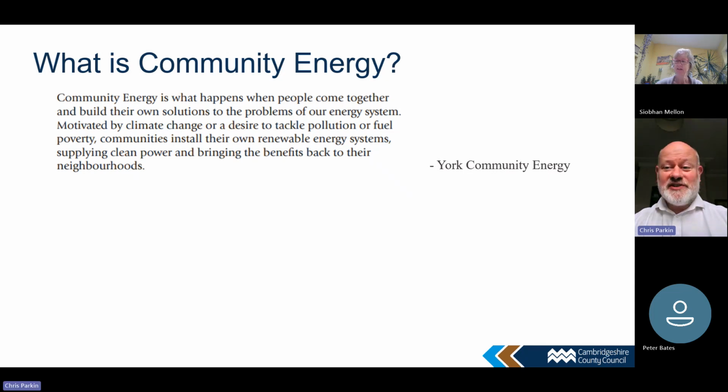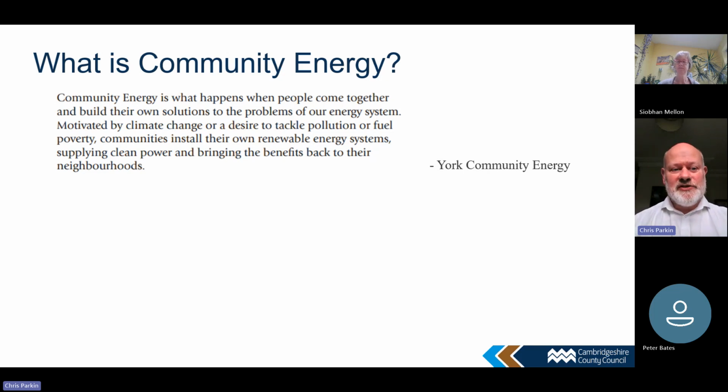So, firstly, what is community energy? I think for this particular audience, you're probably very familiar with what it is, but it's useful as a reminder. We have here a York community energy definition, which is a pretty good one. So it's what happens when people come together and build their own solutions to the energy system problems, motivated by climate change, tackling pollution, or fuel poverty. And it involves communities installing their own renewable energy systems to supply clean power and bring benefits back to their neighbourhoods.